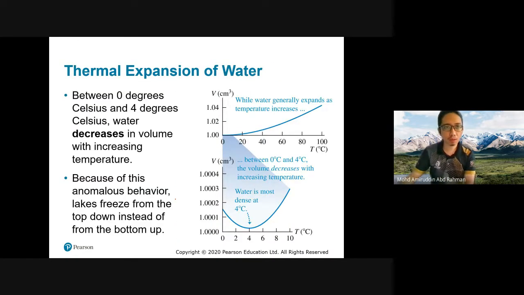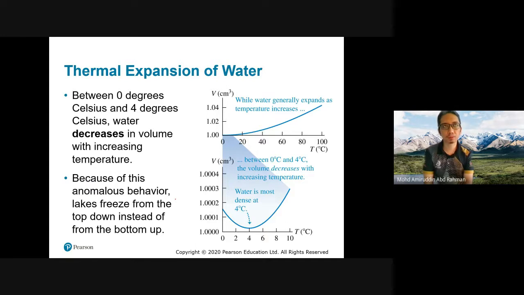Okay, so we also have the thermal expansion in the water. Between 0 to 4 degrees Celsius, water decreases in volume with increasing temperature. Because of this anomalous behavior, lakes freeze from the top down instead of the bottom up.